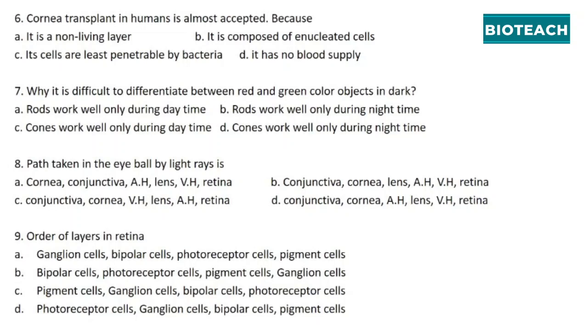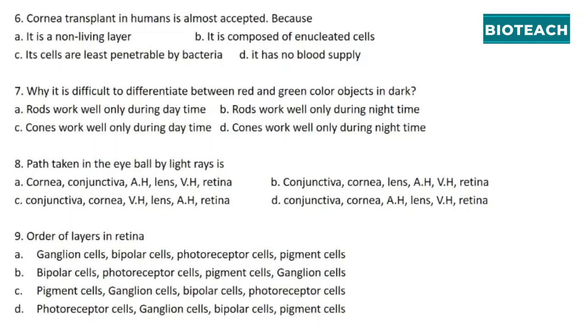Question number 8. The path taken in the eyeball by a light ray is: light enters from the conjunctiva, cornea, then aqueous humor, then lens, vitreous humor and retina. So the answer is D. Conjunctiva, cornea, aqueous humor, lens, vitreous humor and retina.